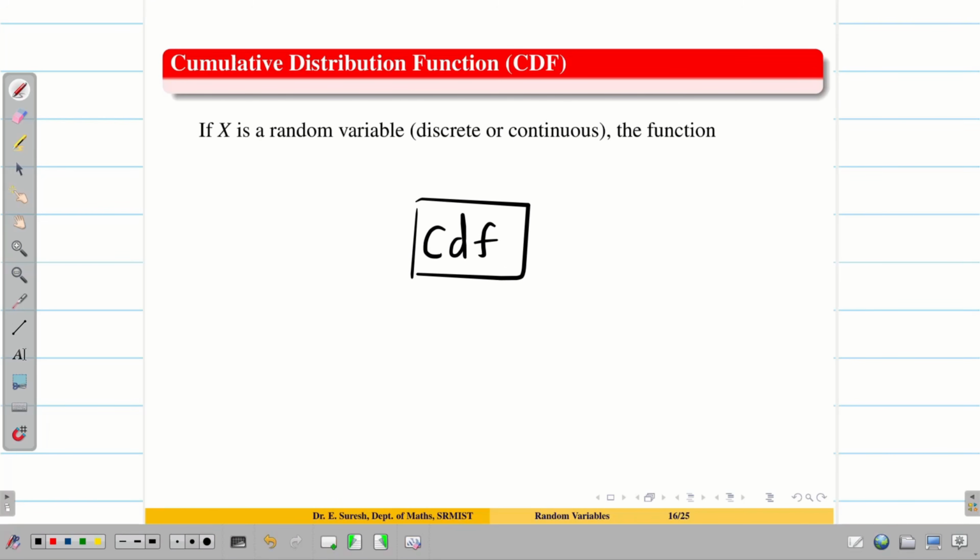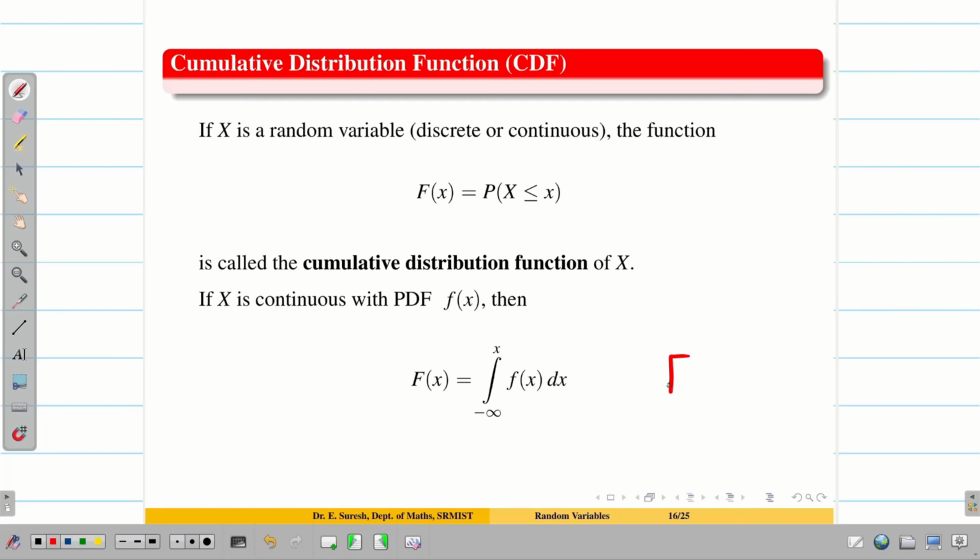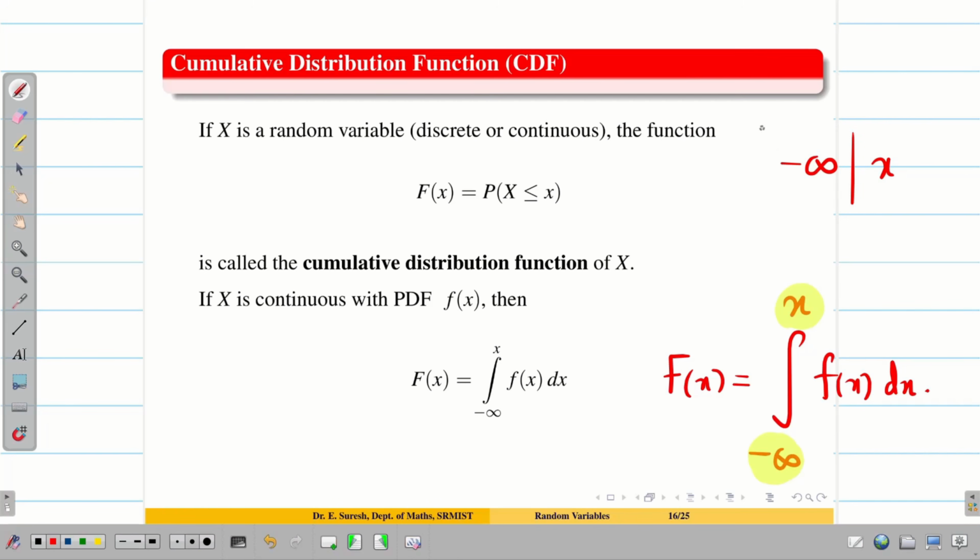Next, we are going to deal with CDF, the cumulative distribution function. If x is a random variable, whether it is discrete or continuous, the formula for CDF is capital F of x is equal to probability of x less than or equal to small x. The formula for capital F of x is integral from minus infinity to x of f of x dx. In all our formulas we have constant limits. Only for CDF, my lower limit is minus infinity and my upper limit is always x, because we are finding the function, we are not finding a value. You have to remember this.